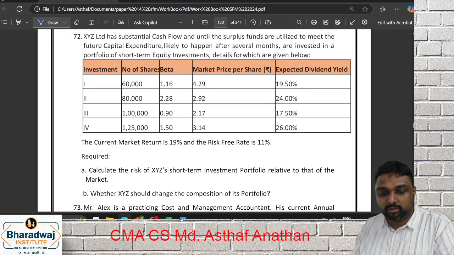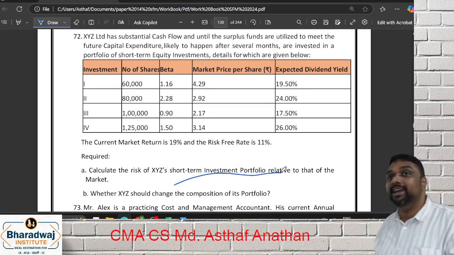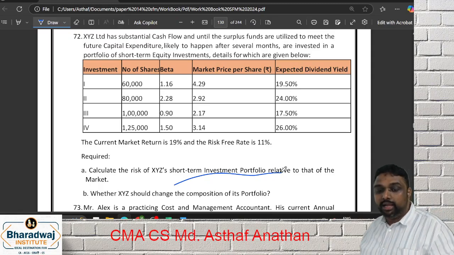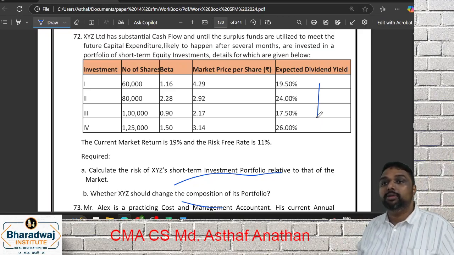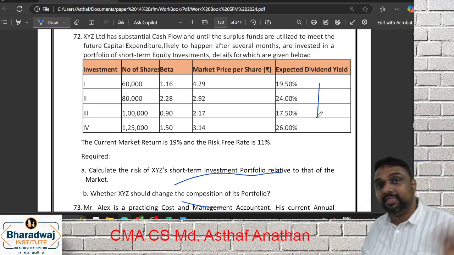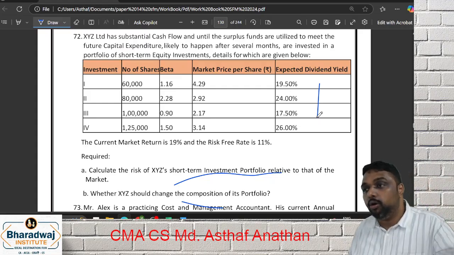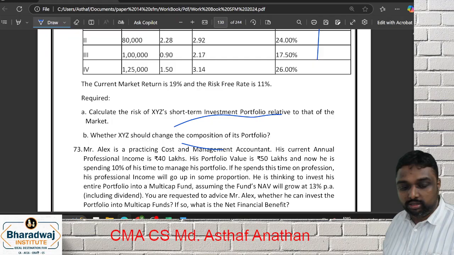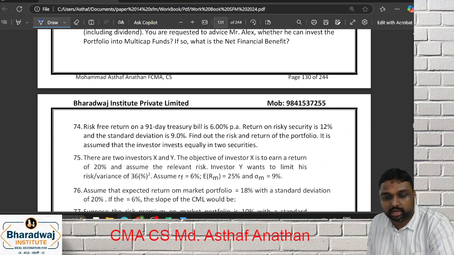This is another question. What is a short-term portfolio? Short-term portfolio is nothing but beta. We have to find out the beta, whether you change or not, and this is the return of the stock. Now you have to find out CAPM, then compare: what is your return, what is the CAPM return? If actual return is higher than CAPM, undervalued, buy. If actual return is less than CAPM, overvalued, sell. These are all that model question only, but it is given as an essay model question.